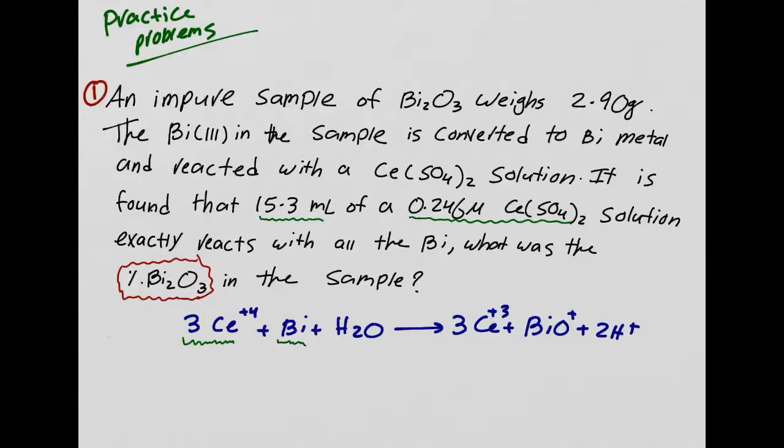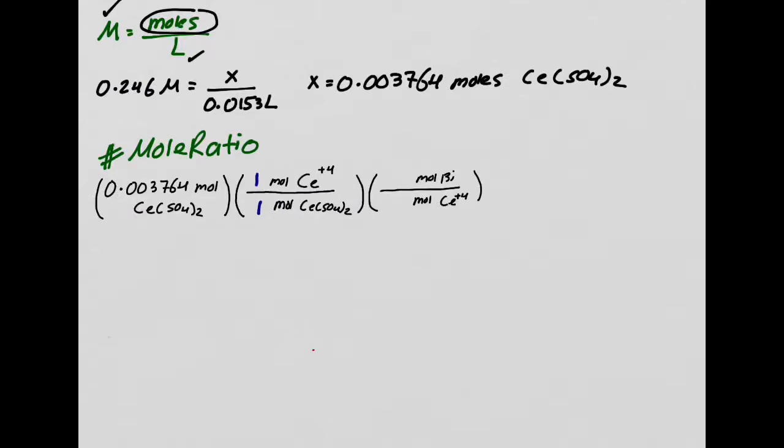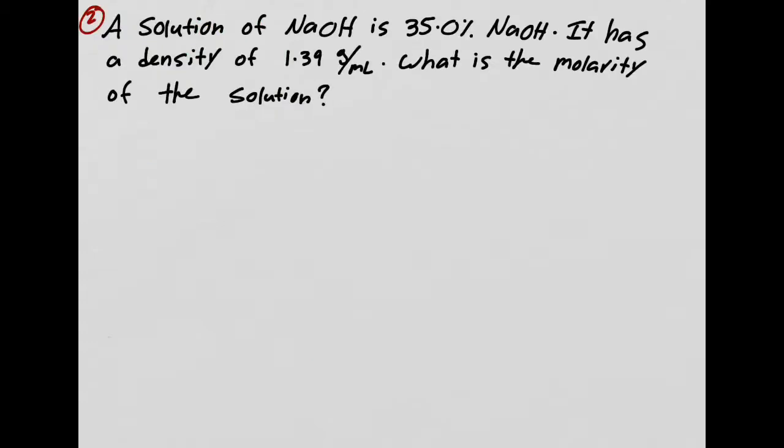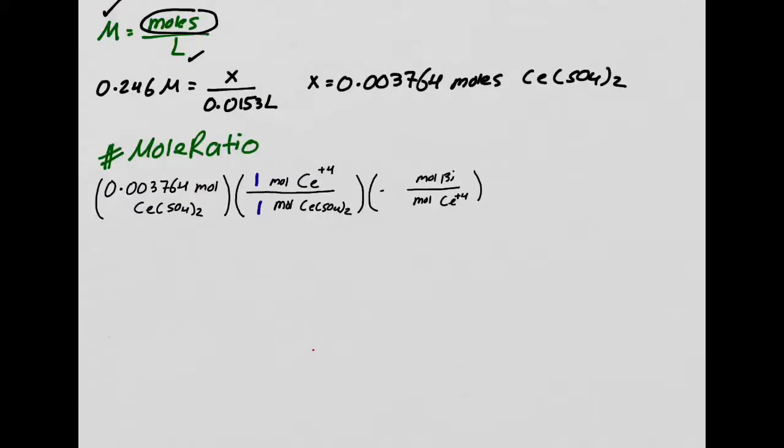Coefficients are the mole ratio. So the mole ratio is 3 cerium plus 4 for 1 bismuth. So I'm going to come over here, and then I'm going to put the mole ratio here. Oh my goodness, what am I doing? This is 3 over here. This is 1 over there. Okay. Now, this is great so far because what we've been able to do, we cancel out the moles of cerium sulfate. We cancel out the moles of cerium. Now we have bismuth. We're almost there.